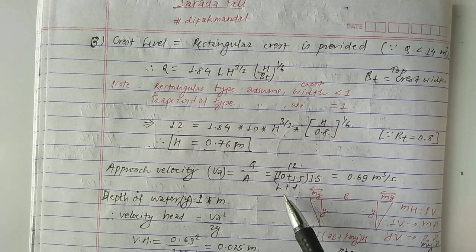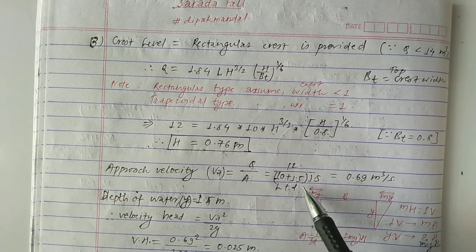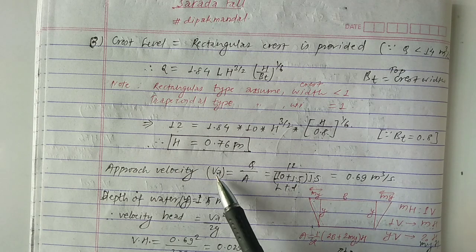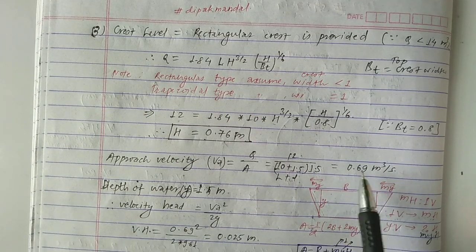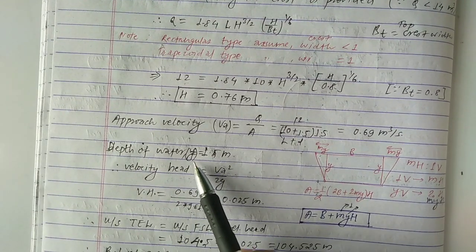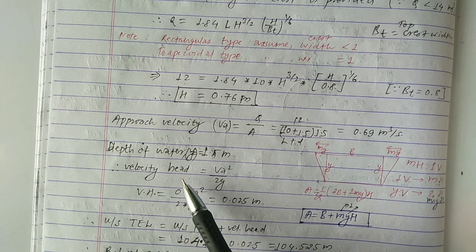Now we can calculate the approach velocity, equal to Q by A, where the value of Q is 12, and the area is calculated as (L plus D) times D. So L is 10, D is 1.5, and we multiply with D, that is 1.5. After calculating, the approach velocity Va equals 0.69. The depth of water is already given in the question, that is the value of Y equal to 1.5 meter.